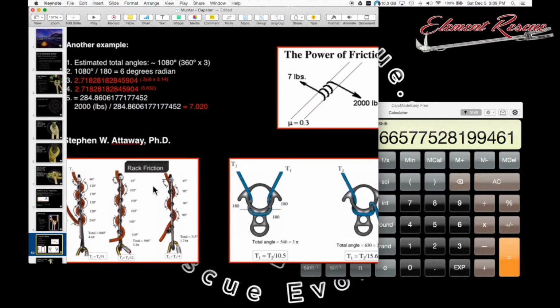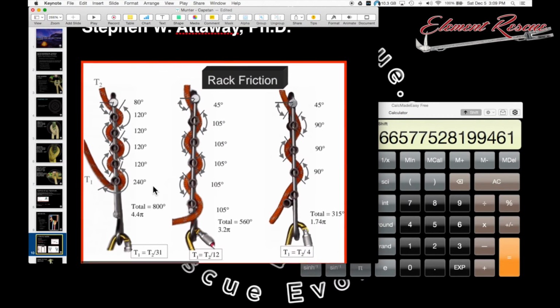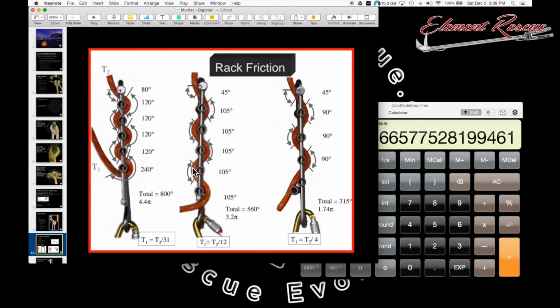Attaway did some pretty cool stuff with a brake rack, a bar rack here, showing the different configurations of it being in a loose configuration, where he estimated those degrees of contact at 105, and plugged that into the equation and got a 12-to-1 holding power.